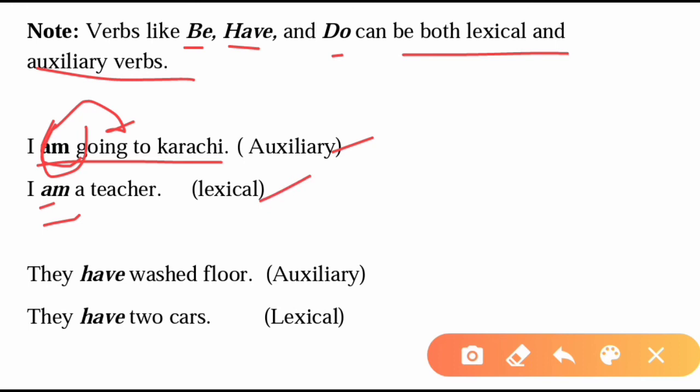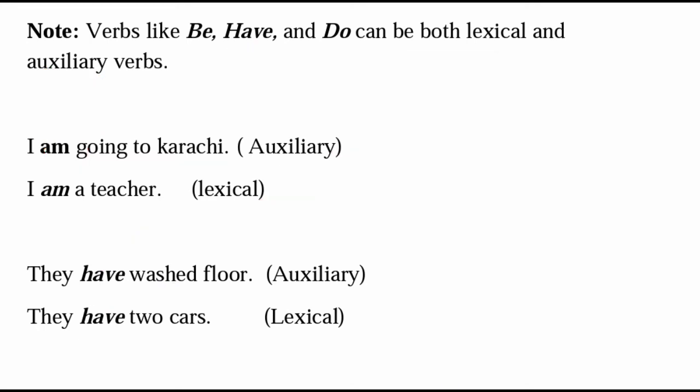Another example, you can see: "They have washed clothes." Here "have" is used as a helping verb, helping the main verb "washed," so we can say it is auxiliary. And here: "They have two cars." Here "have" is used to show possession, and for that we can say it is a lexical verb. So you can see the difference. When we are talking about auxiliary verbs, you have to use a main verb with it. When you are talking about lexical verbs, there would not be any kind of helping verb, as you can see here.